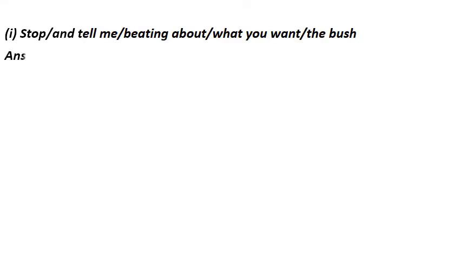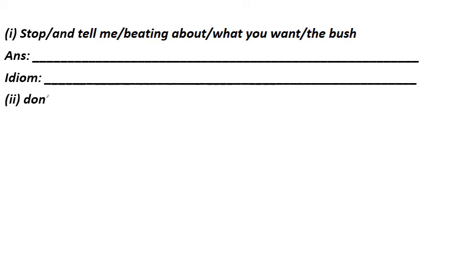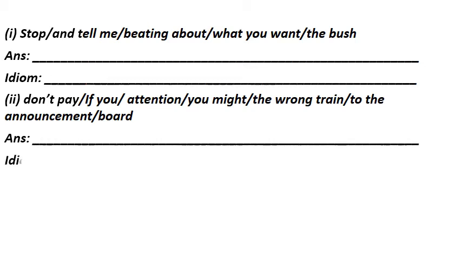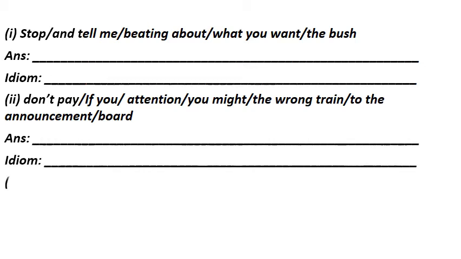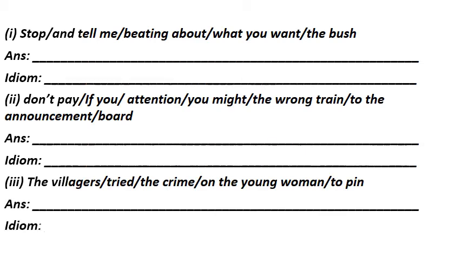Number 1. Stop and tell me beating about. What do you want? The bush. Here you have to write down the answer and idiom. Number 2. Don't pay. If you attention, you might the wrong train to the announcement board. Number 3. The villagers tried the crime on the young woman to pin.